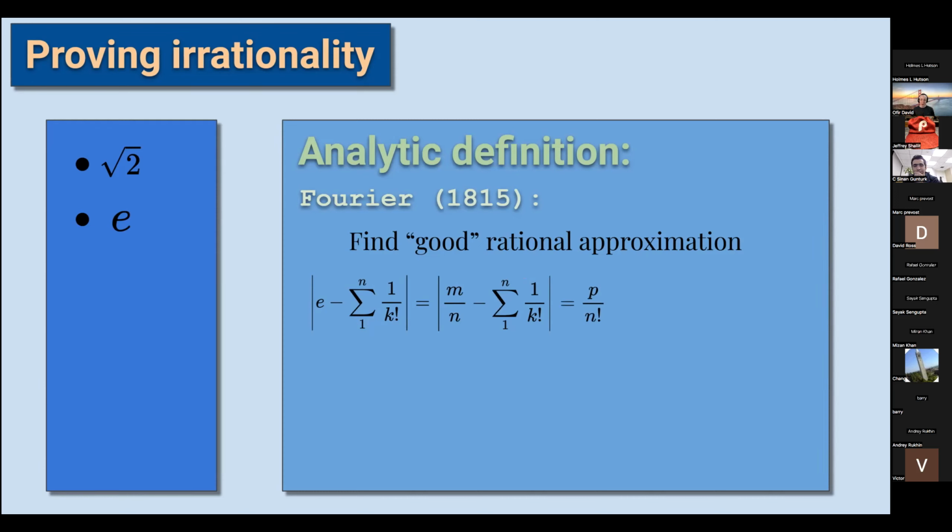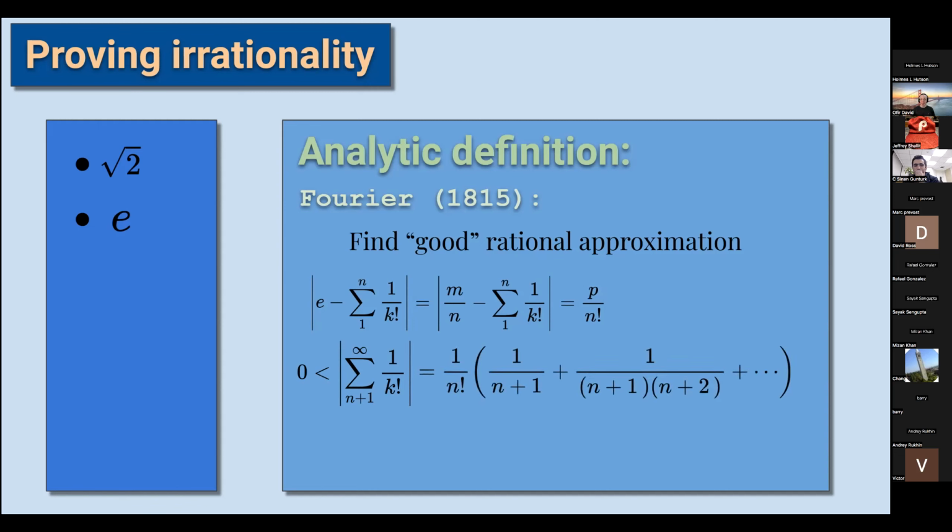On the other hand, we know exactly what the error should be if I started at 0 and not at 1. It is going to be the sum from k equals n plus 1 to infinity of 1 over k factorial. And this is, of course, a positive number. And we can take the 1 over n factorial outside and get some infinite sum. And it's not hard to show that this infinite sum can be bounded from above by a geometric sequence. And it's not hard to show that this geometric sequence is bounded from above by 1.